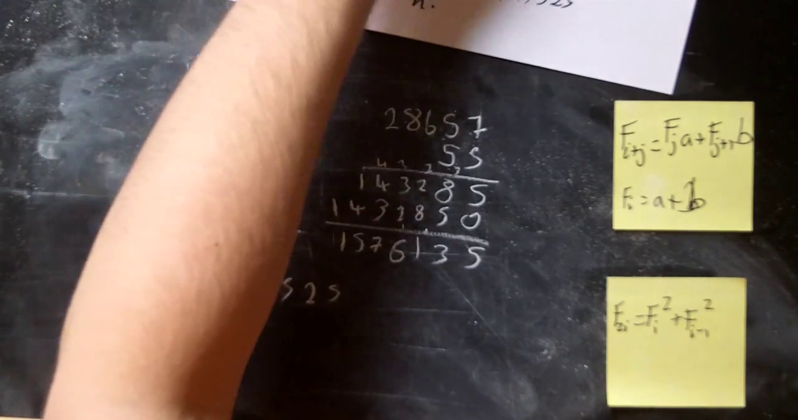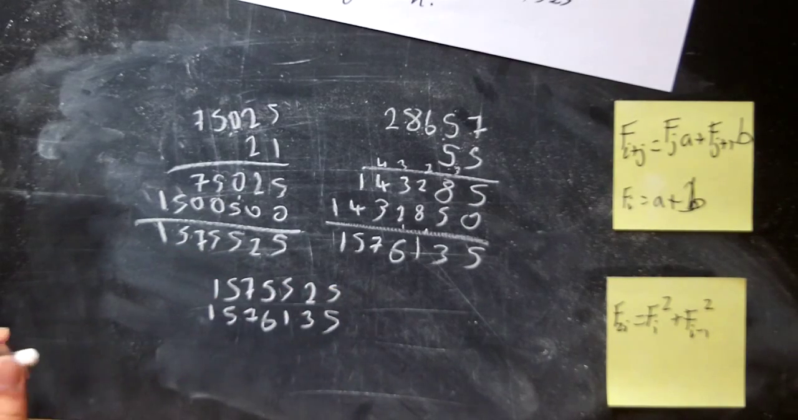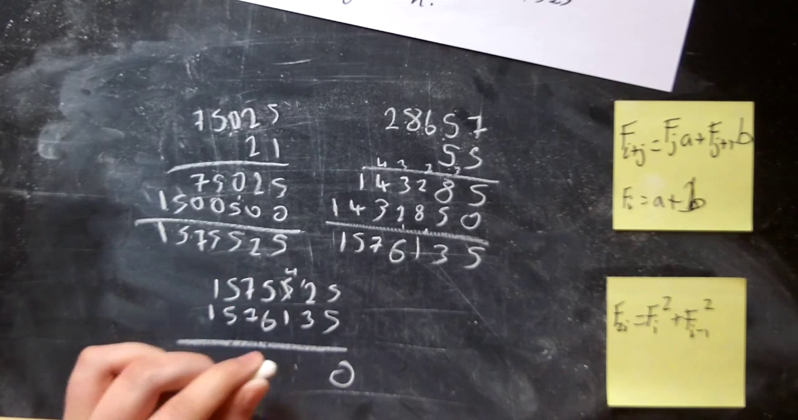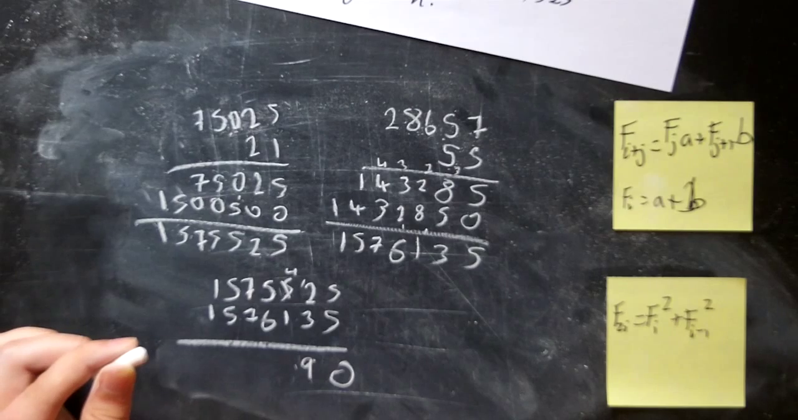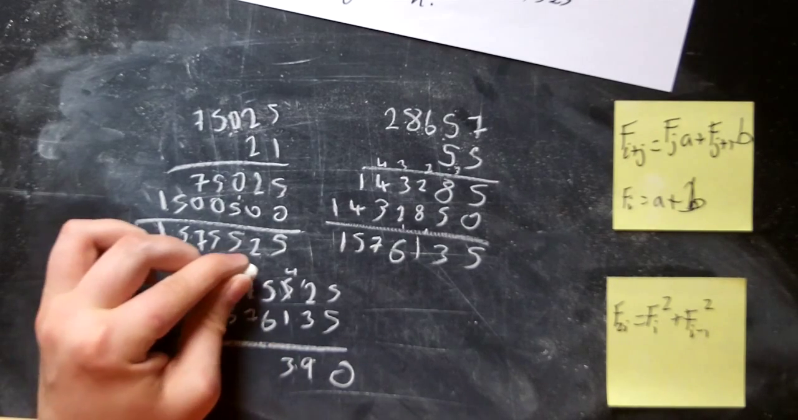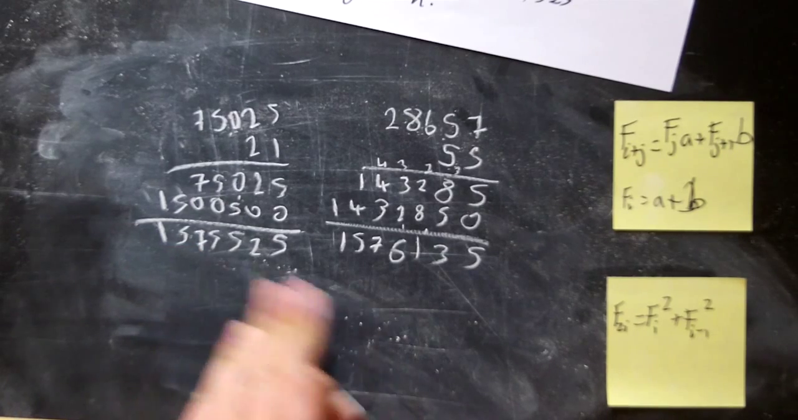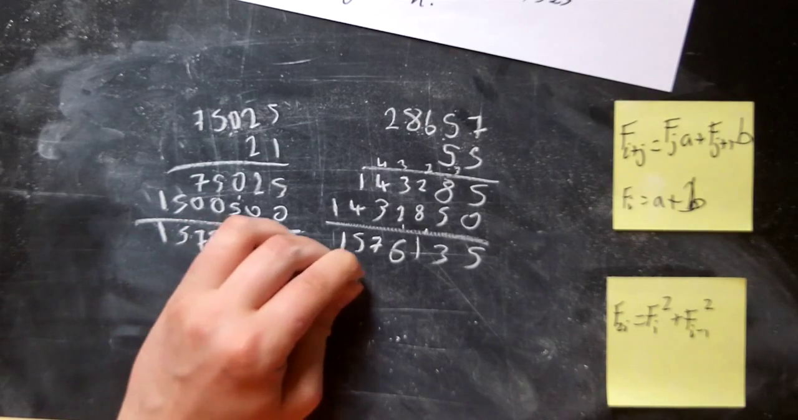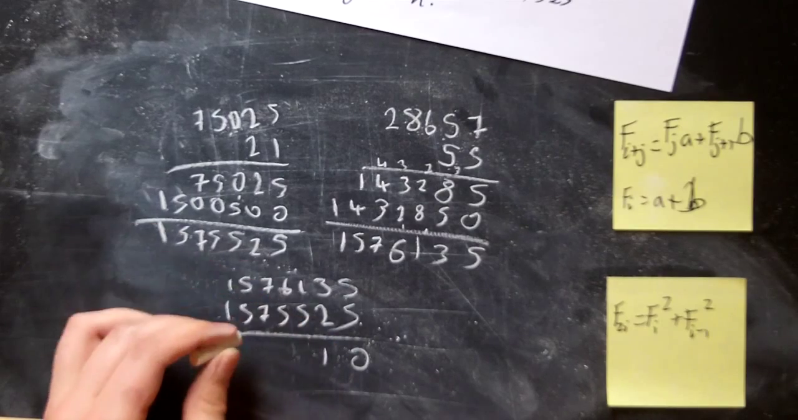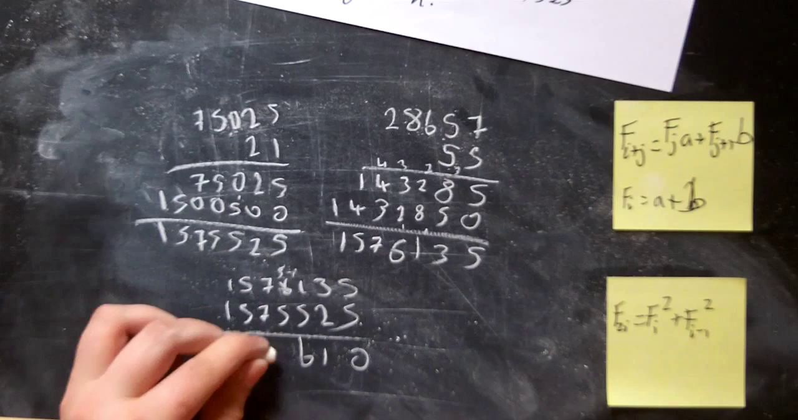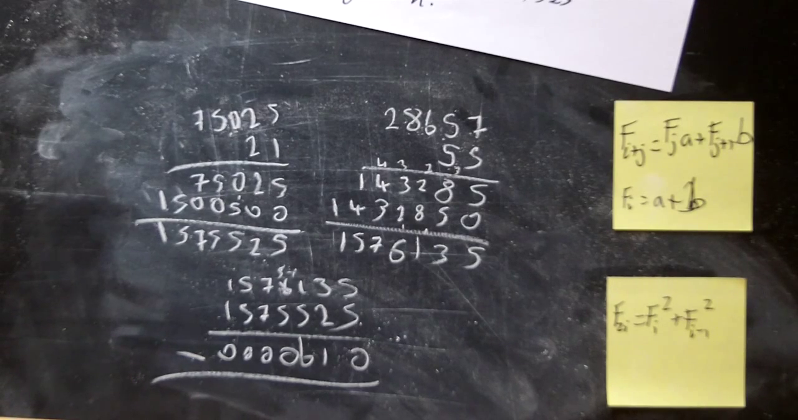It's not measured from there. Plus, minus, plus, minus, plus, minus, plus, minus. It's going to be a minus. 1576135 is 0. Big number on the bottom is what I've done. Yeah, that should work. 1, 6. That's a 5 there, so that's a 0, 0, 0, 0. 610. But a minus, gonna do it the other way around. Excellent. So that is the fact.